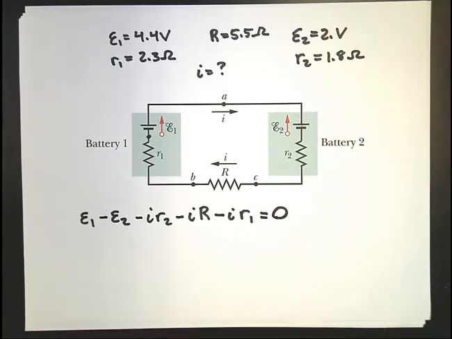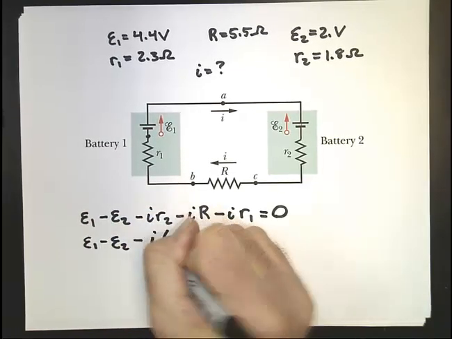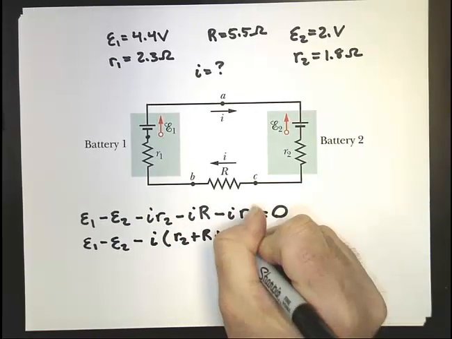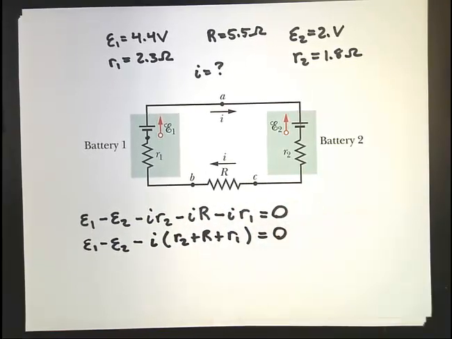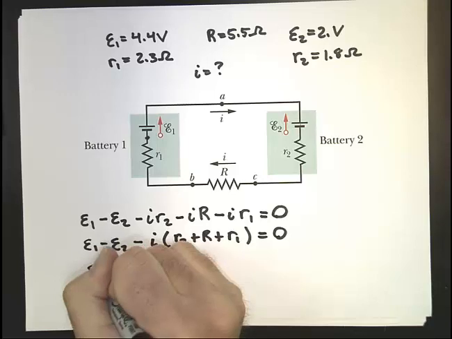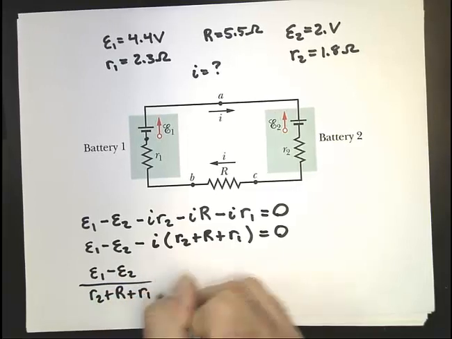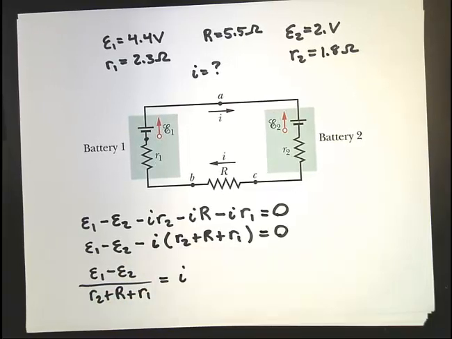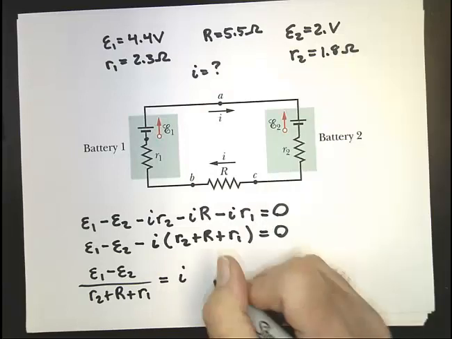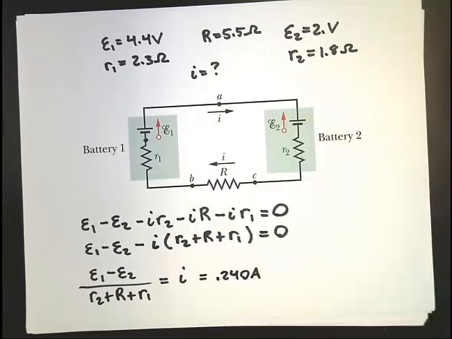Now check out this equation. I know everything in this equation except for the current. So I could say this is E1 minus E2 minus I times (R2 plus R plus R1). If I move this to the other side and divide by the resistances, I get (E1 minus E2) divided by (R2 plus R plus R1) equals I. Punch your numbers into the equation. All our givens are up there. We get 0.240 amps as the amount of current running through the circuit.